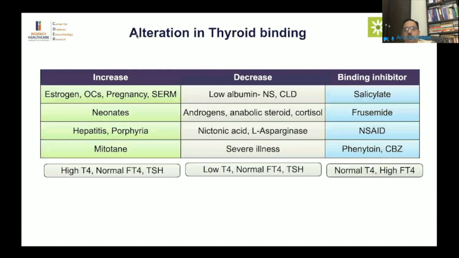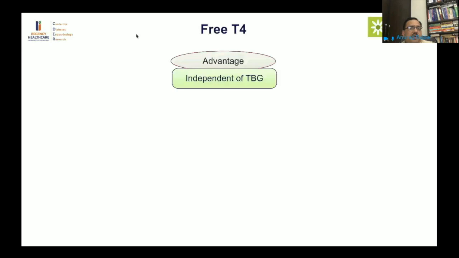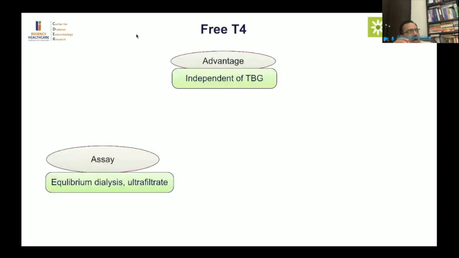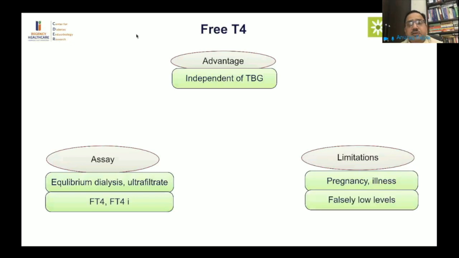And if there is a binding problem, particularly with the use of heparin and NSAIDs, you can have high FT4, which is transient. That makes the assessment of free T4 very important, the advantage being that it is independent of TBG. The assay ideally should be equilibrium dialysis or ultrafiltrate, but most labs do not do it. Most labs do an indirect measurement of FT4, which is unreliable in pregnancy and illness. So if you have an outpatient child, to evaluate, FT4 and TSH are good. But in a sick child, this FT4 may not be as reliable because, as we discussed, illness inhibits the binding of thyroid hormone. So there can be a problem in terms of assessment. We can have falsely low levels in those situations.